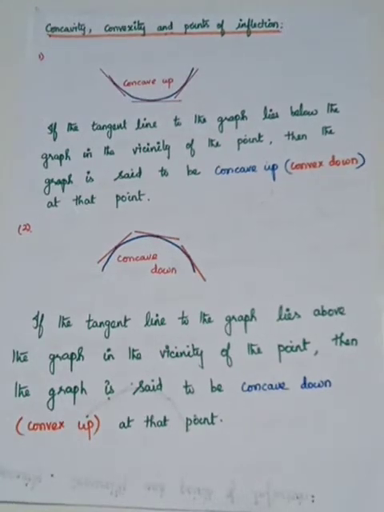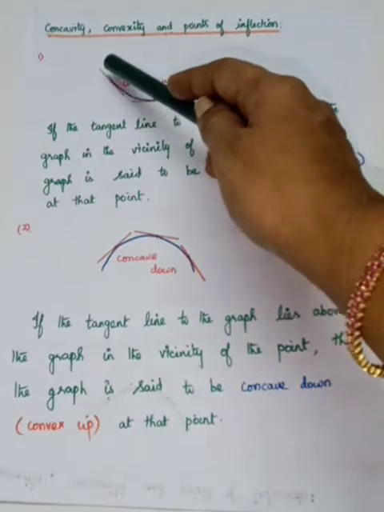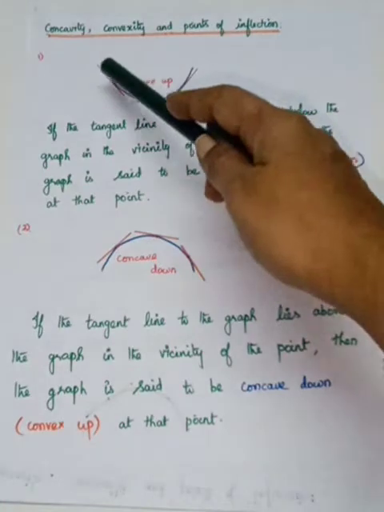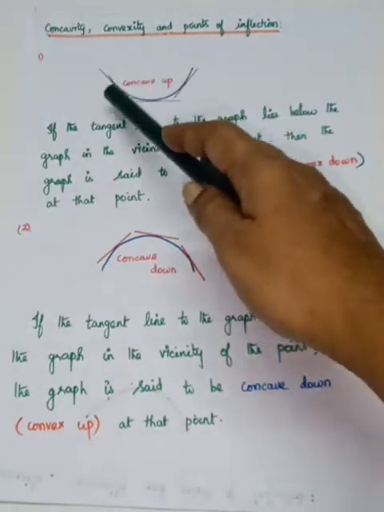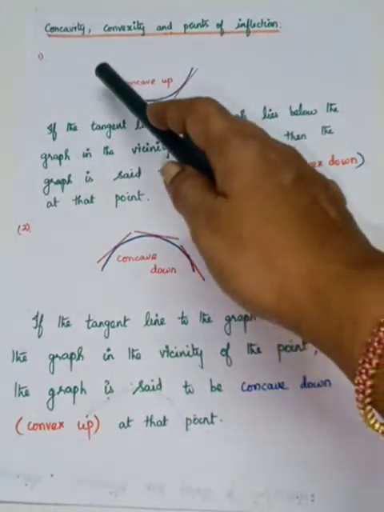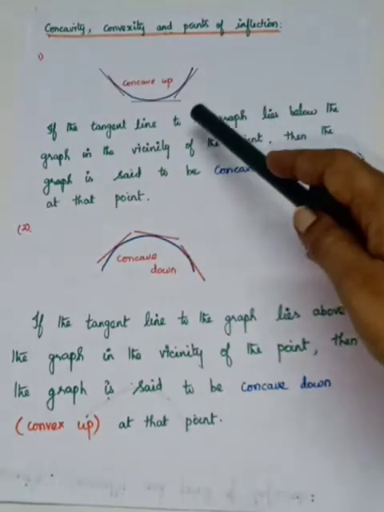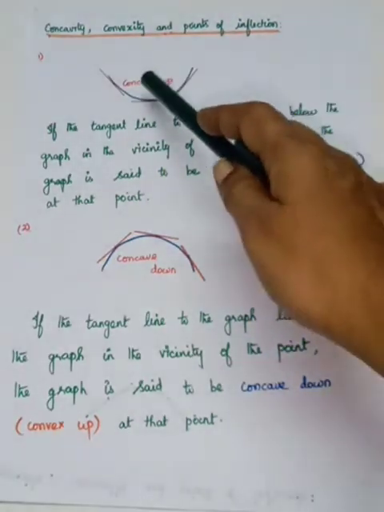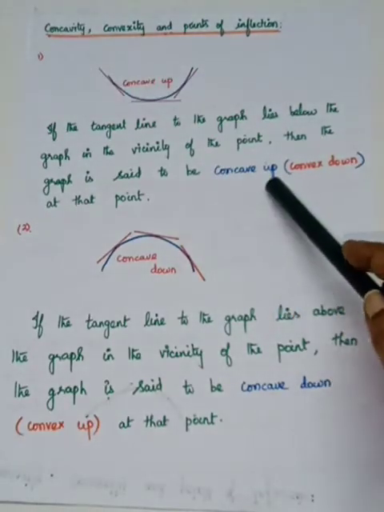Good morning, students. Today our topic is finding concavity, convexity and point of inflection. You see the first diagram. So using blue color I have drawn the curve. On that I have drawn three tangents. If the tangent lies below the curve, then the curve is concave upward.